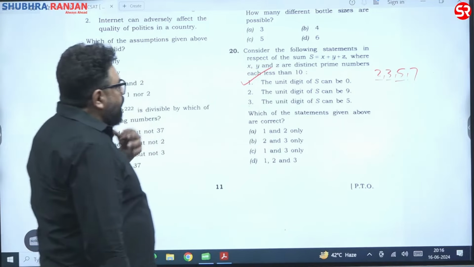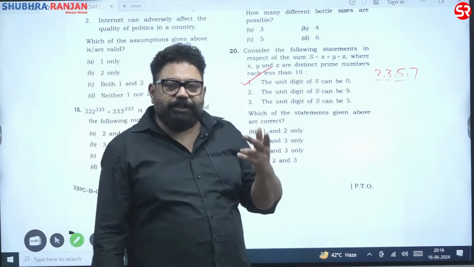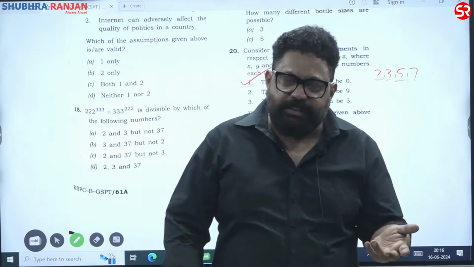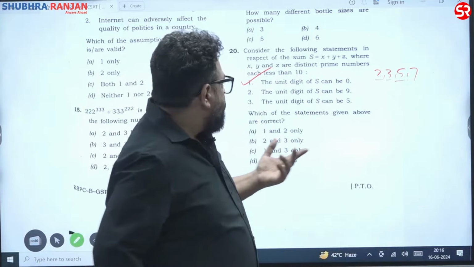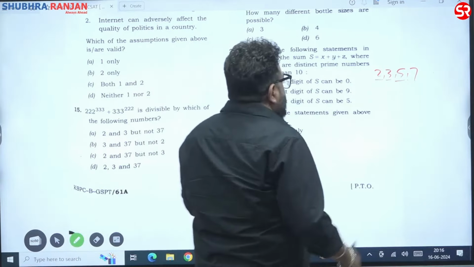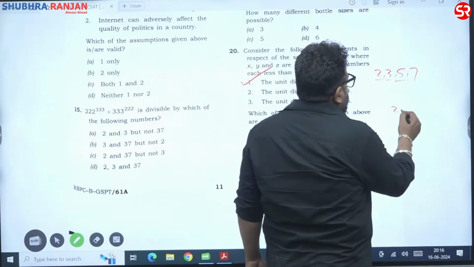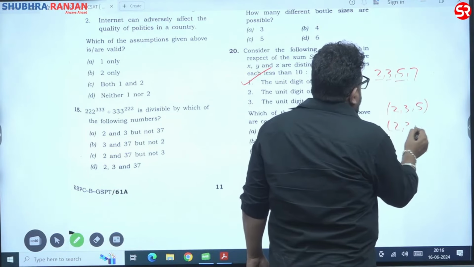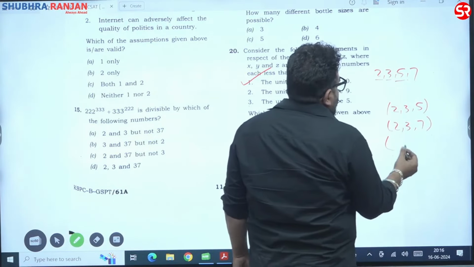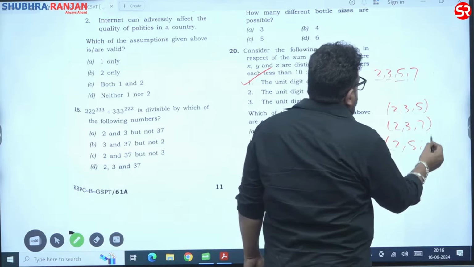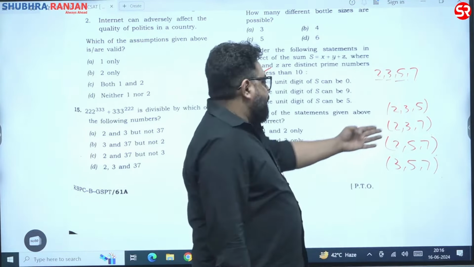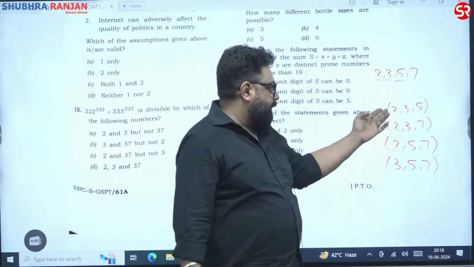Now, otherwise also, if you are good at permutation and combination, 4 numbers are given and you have to make a set of 3. So 4C3 comes out to be 4 options possible only. You may write down the options also: 2, 3, 5; 2, 3, 7; 2, 5, 7; and 3, 5, 7. So if you check, is there any number whose unit digit is the addition of the unit digits?